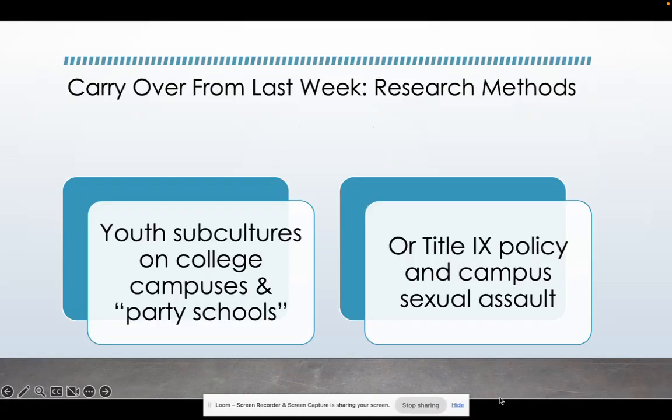So here are your sort of 2 options, and hopefully in the future we'll get to the Title IX stuff. But if you're interested in that topic and you'd like to learn more about my original research on Title IX and campus sexual assault, you're welcome to email me and ask me for more information on my dissertation research.